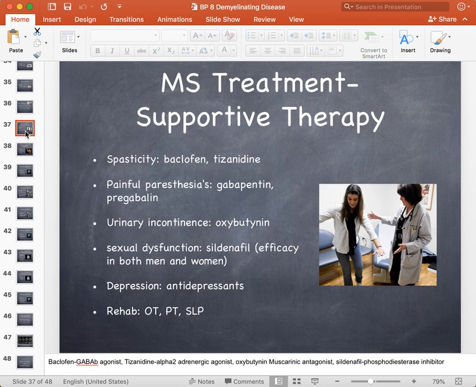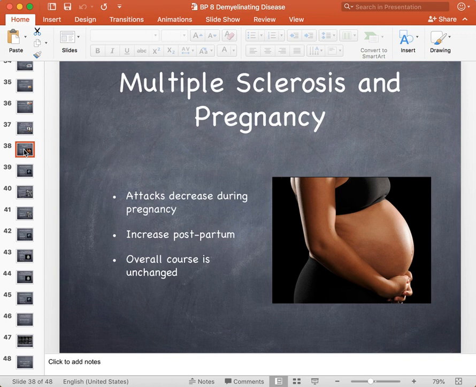Multiple sclerosis is common in young women, so pregnancy is often an issue that comes up. What happens to the attacks during pregnancy? My simple understanding about this is that the attacks during pregnancy decrease. There is overall an increase in attacks postpartum, and overall the course is unchanged. Yeah, that's all correct. All right, great.